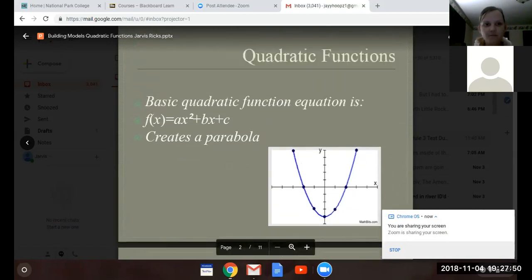Okay, the basic quadratic function equation is f of x equals a times x squared plus bx plus c. When graphed, it makes a parabola.